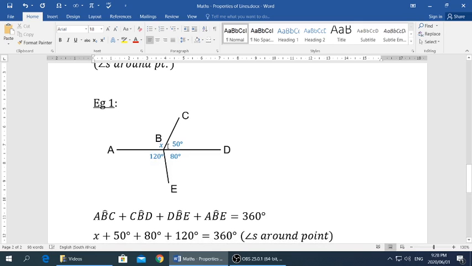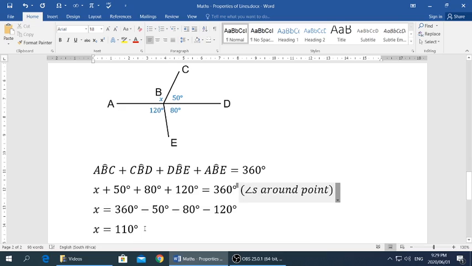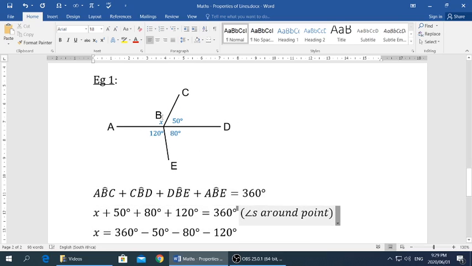So ABC, CBD, DBE, and ABE all equal 360. So the X, the 50, the 80, 120 equal 360. My reason: angles around a point. I perform algebra and I get X equals 110. This doesn't only have to be 4 angles around a point. There could only be 2 angles around a point, or 3 angles around a point, or 5 or 6 angles around a point. There's no limit to the amount of angles around them.